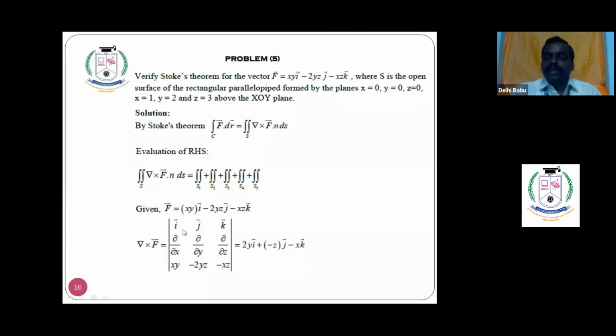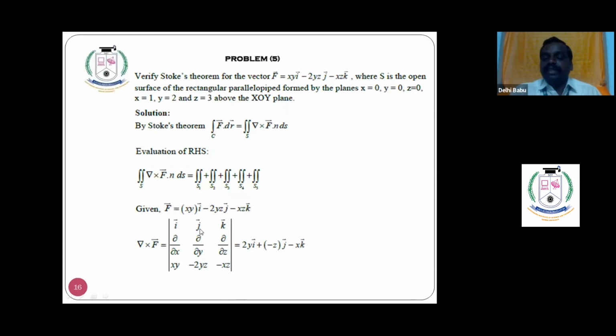Okay, this determinant expansion is i vector into dou by dou y of this. Here, minus xz, there is no y term. Then dou by dou y of this value is 0. Minus dou by dou z of minus 2yz. So already I have minus, and this one is also minus. Minus into minus is plus. Dou by dou z of this 2yz: 2y is constant, dou by dou z of z is 1. So we have only 2y into i vector.